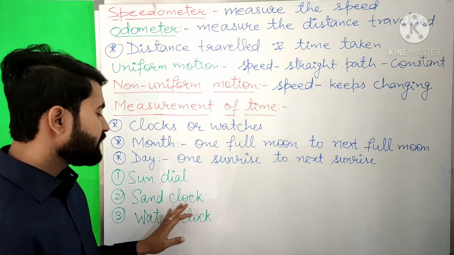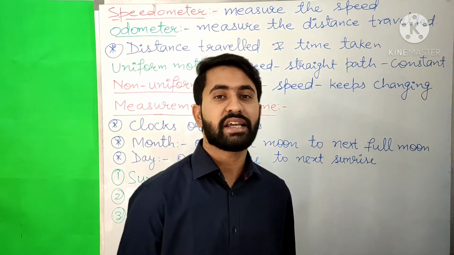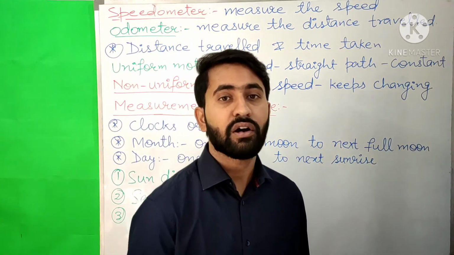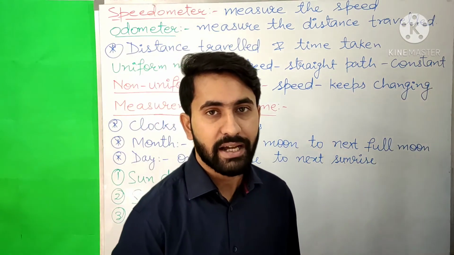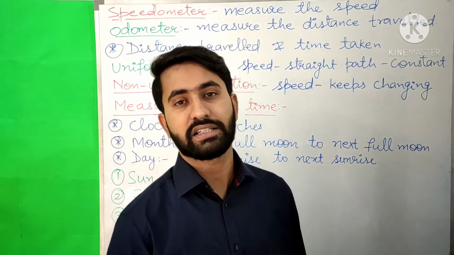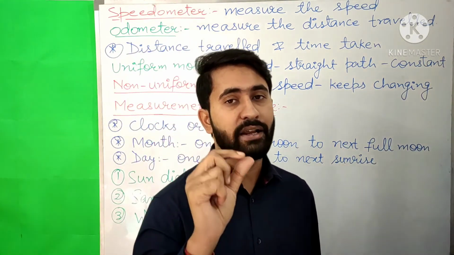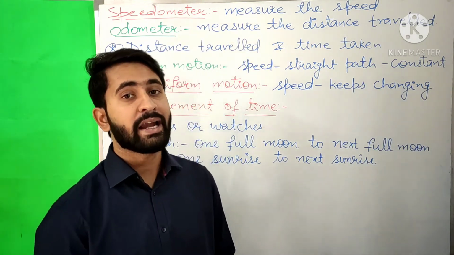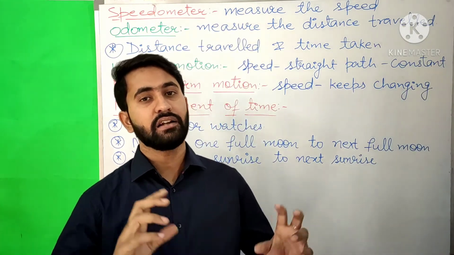Sand clock. It is also known as sand glass or sand hour. It uses the flow of sand from one glass bulb to another for measuring the time. A sand clock is made up of two glass bulbs that are joined together by a narrow tube. Some sand is filled in a glass and the outer ends of both the glasses are closed.